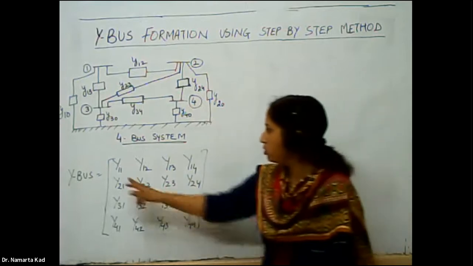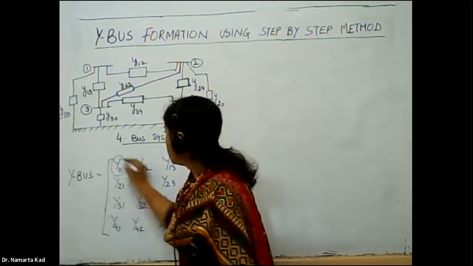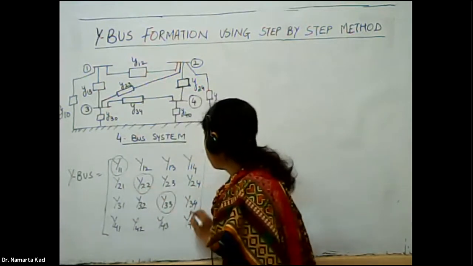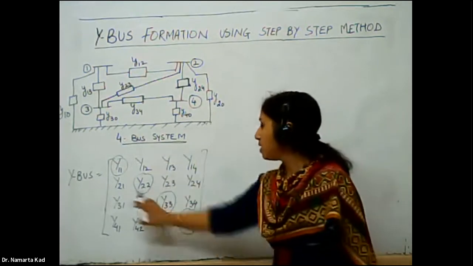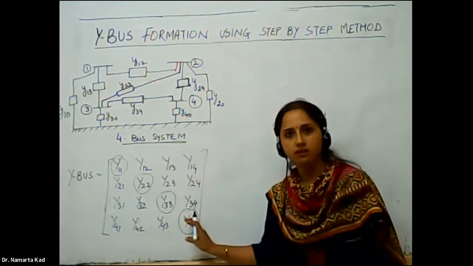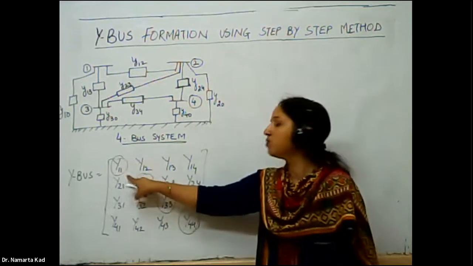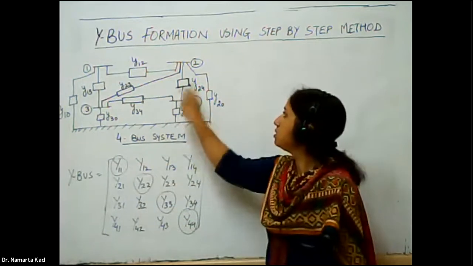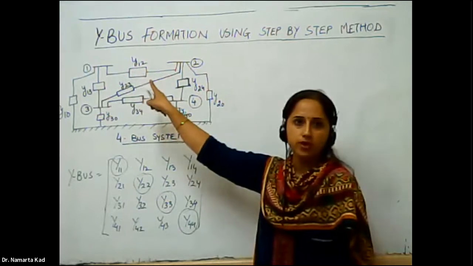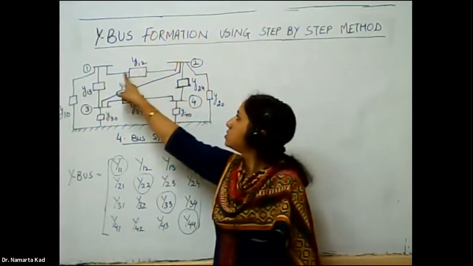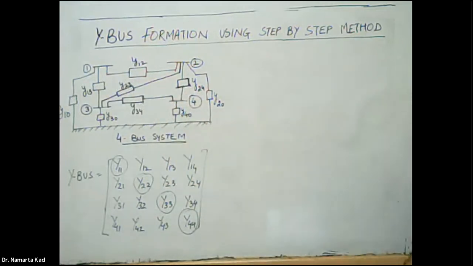And we know that the diagonal elements are called the self admittances, whereas the off diagonal elements are called the mutual admittances. We have to find out the values for this capital Y11. But in between the buses, I am using the notation with small y. This y12 is the admittance connected between 1 and 2. So let's start with the first step.